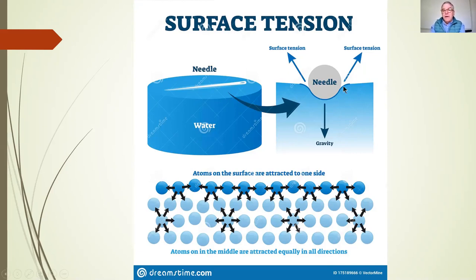And there is a mathematical relationship between the force of gravity and the surface tension, which is created between the molecules of H2O, in this case water, that's found at the surface of the liquid. So here's an illustration of that in a bit more detail. The atoms on the surface are attracted to one side. So you can see this attraction between them, and they are attracted downward.